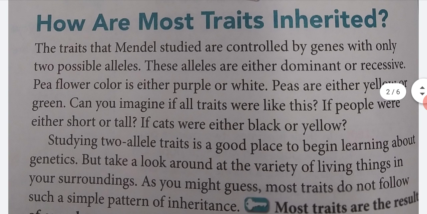How are most traits inherited? The traits that Mendel studied are controlled by genes with only two possible alleles. These alleles are either dominant or recessive. Pea flower color is either purple or white. Peas are either yellow or green. Can you imagine if all traits were like this? If people were either short or tall? If cats were either black or yellow?